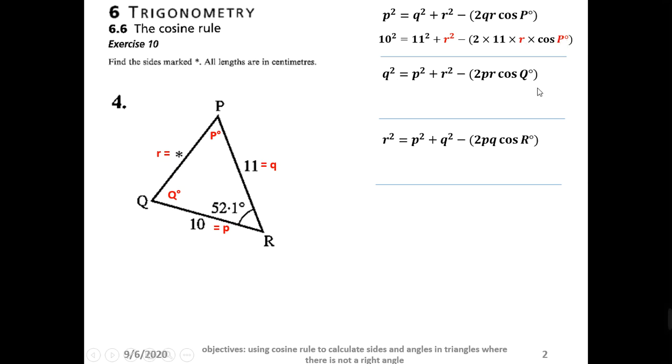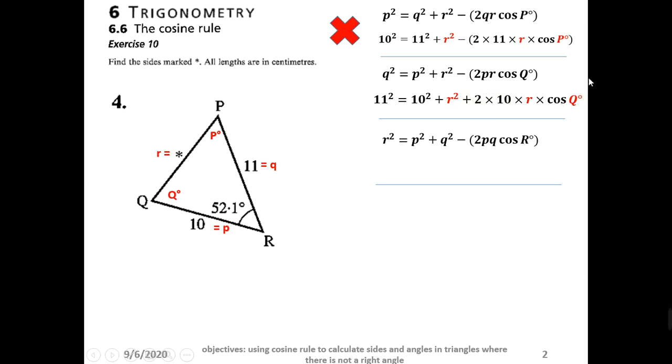If you have a look here, I have two unknowns, angle P and side R. So I can't use this equation. This equation cannot be solved. Let's substitute in the second one. So Q is 11. 11 squared is equal to P is 10. 10 squared plus R squared plus 2 times 10 times R times cosine Q.